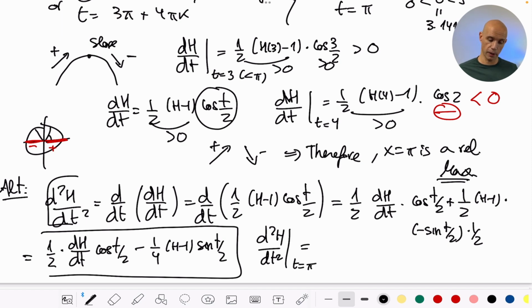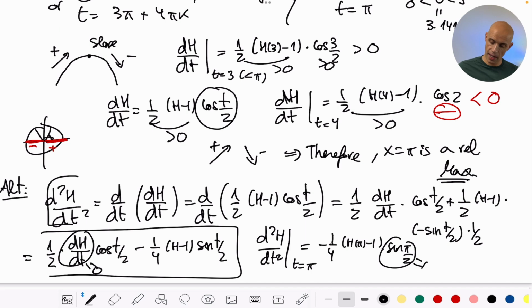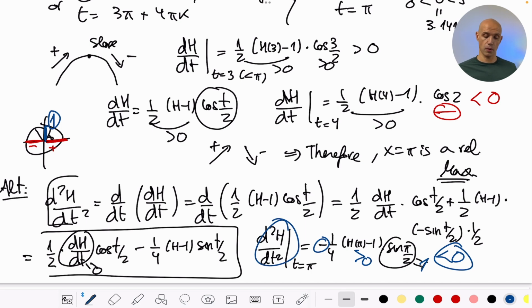And you know that the derivative is 0 at t equal to pi. So this thing here is 0, okay? And so you only have minus 1/4 of h of pi minus 1 multiplied by sine of pi halves. Sine of pi halves is 1 because it's 90 degrees and the sine, remember, is this vertical thing here, so it's 1. So this is 1. And this is positive, but here we have a negative, so this is negative. So if you remember, when the second derivative was negative, it corresponds to a relative maximum, so we get the same answer.